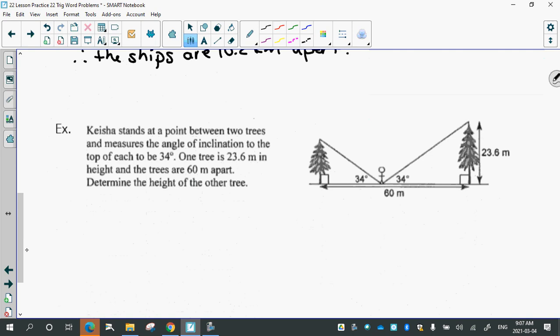Keisha stands at a point between two trees and measures the angle of inclination to the top of each to be 34 degrees, as she shows in the diagram. One tree is 23.6 meters in height, and the trees are 60 meters apart. Determine the height of the other tree. Anyone have an idea, a strategy that maybe you could use to get to the answer? Doug? Well, I know that the two angles are not fair for the other tree.